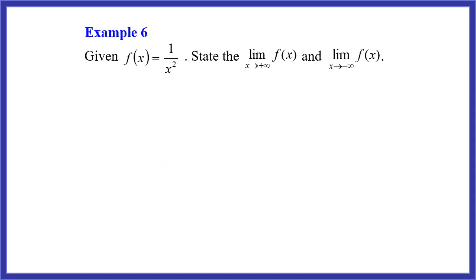Okay, example 6. Given f(x) equals 1 over x squared, state the limit of f(x) as x approaches positive infinity and the limit of f(x) as x approaches negative infinity. So, what do we do here? As usual, we put the function first, so 1 over x squared as x approaches positive infinity, and then what we can do is substitute the infinity. So what we have is infinity squared, which is still a positive infinity.